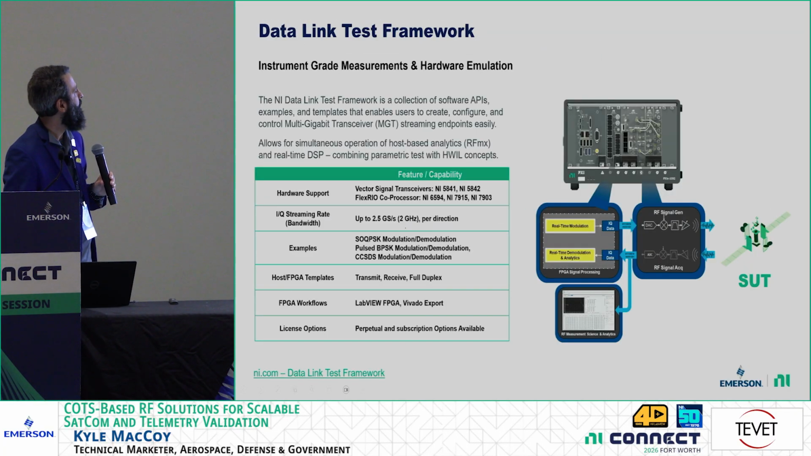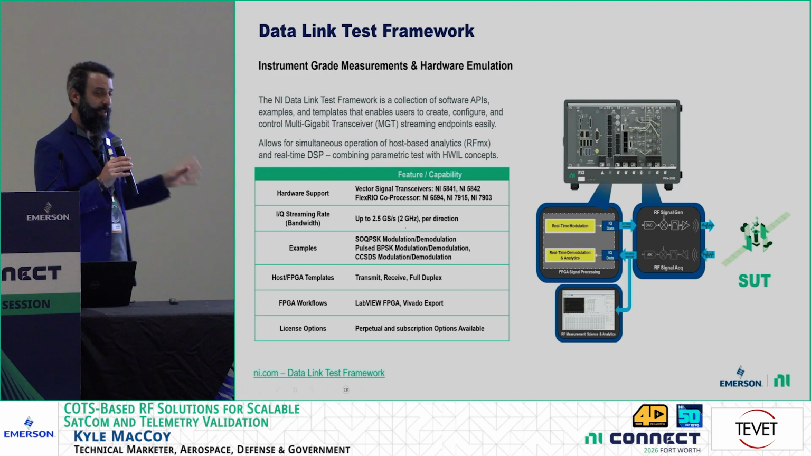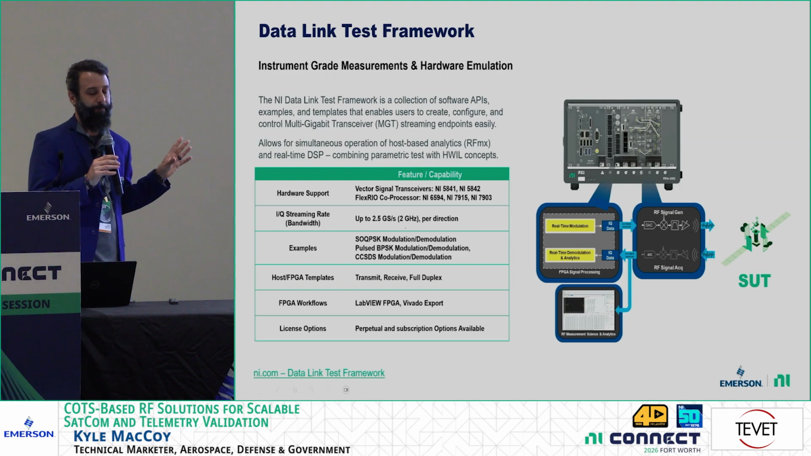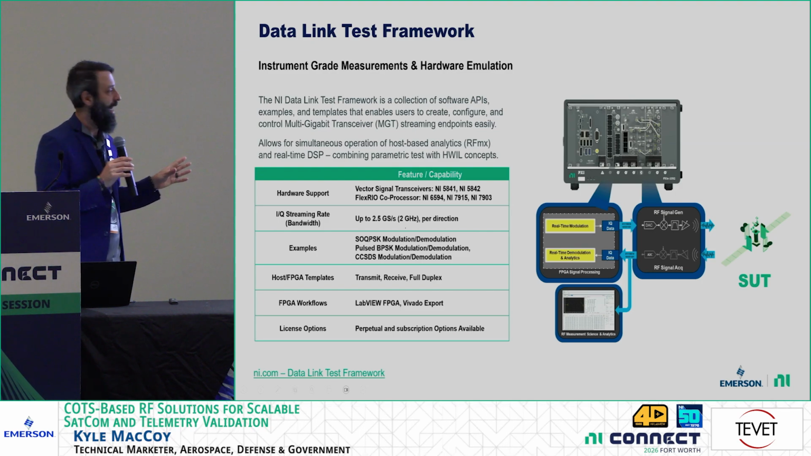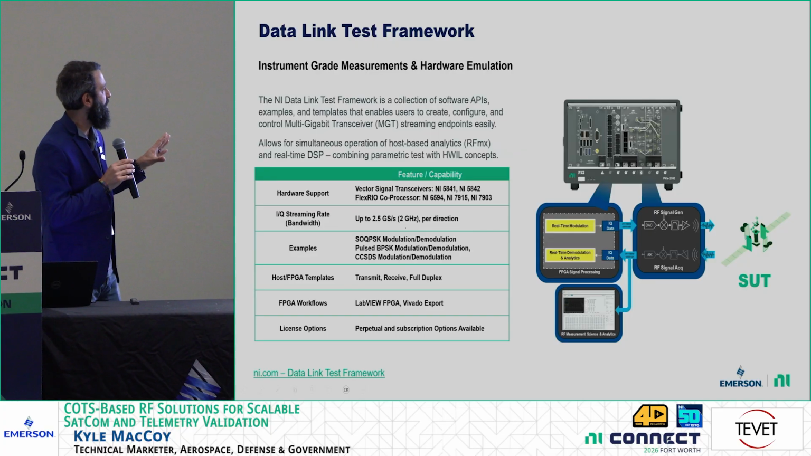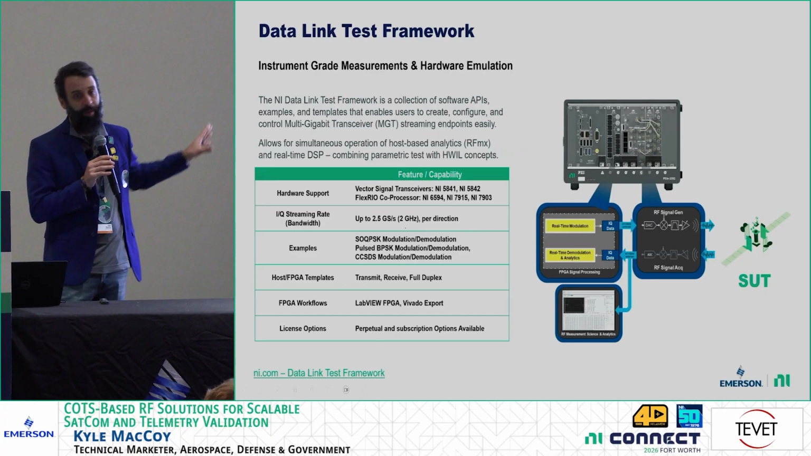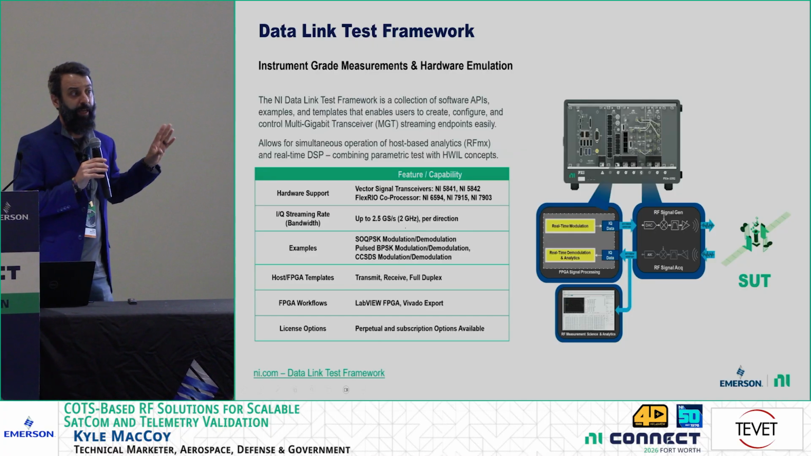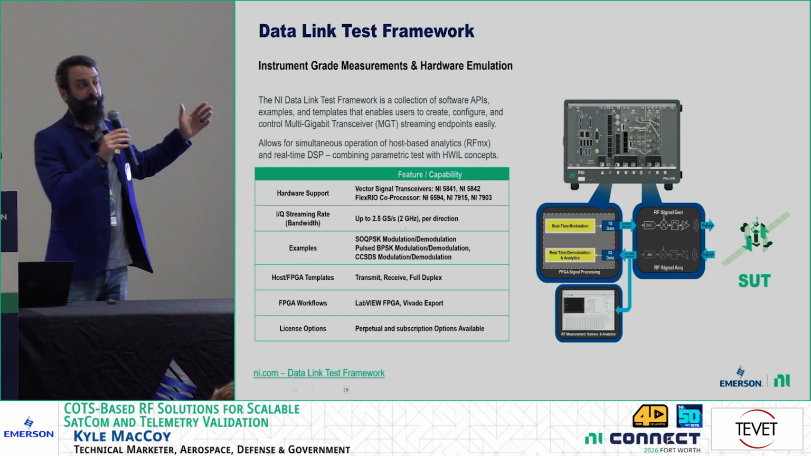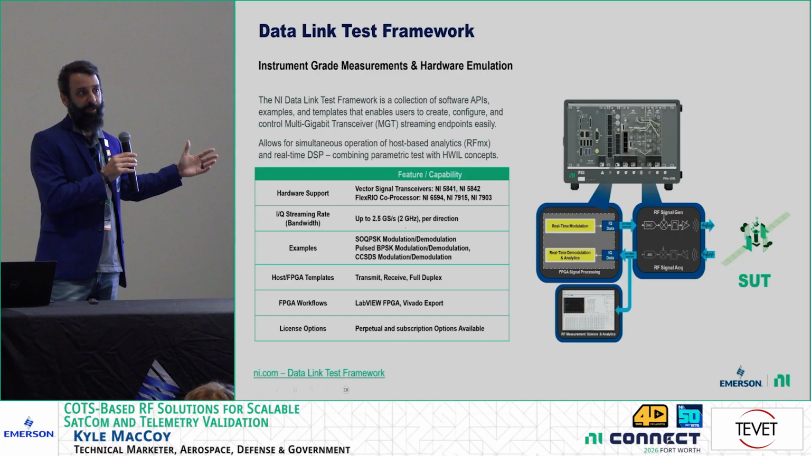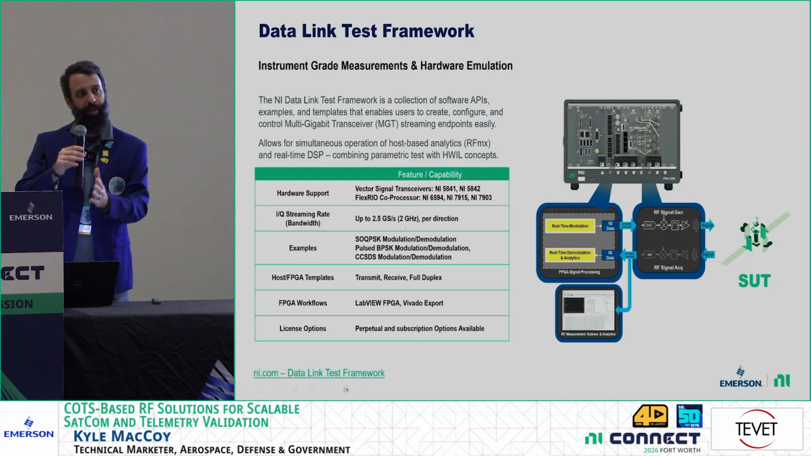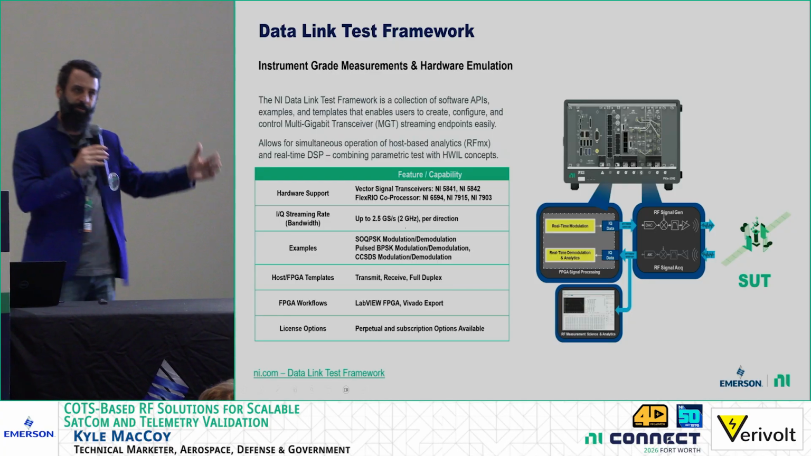So what we're looking at with the data link test framework is another solution that we have in our toolkit. This allows us to do things like modem emulation. So now we can emulate not just a channel, but we can also emulate an endpoint. So if you have a receiver and you need a transmitter, you have that. Or if you have a transmitter and need a receiver, you have that.